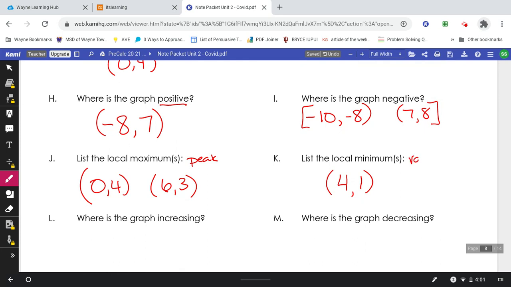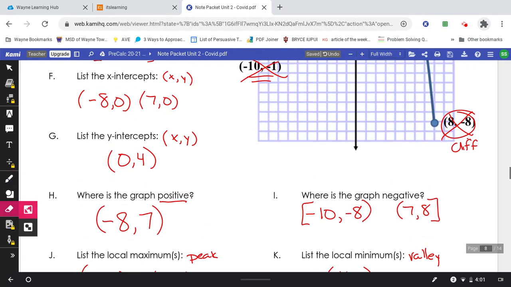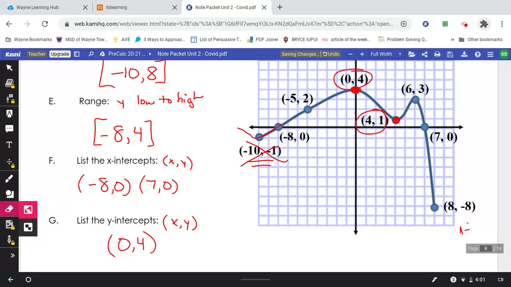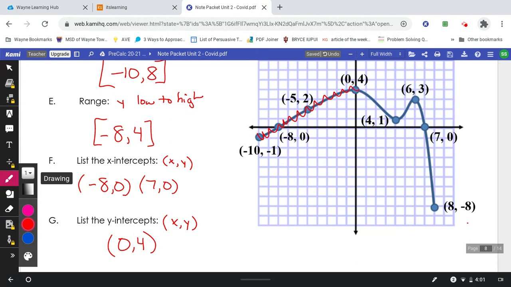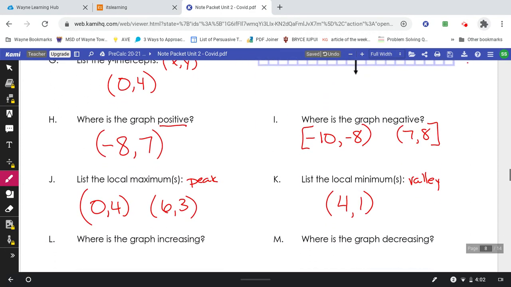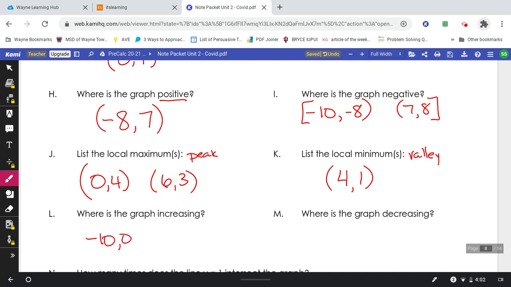All right, for our increasing and decreasing, we're going to name the entire section from the x to the x where it is increasing. So it looks like there are two places that are increasing. First, this section right here going uphill, and then this little section going uphill there. We're always going to use parentheses for our increasing. So from -10 to 0 and from 4 to 6.